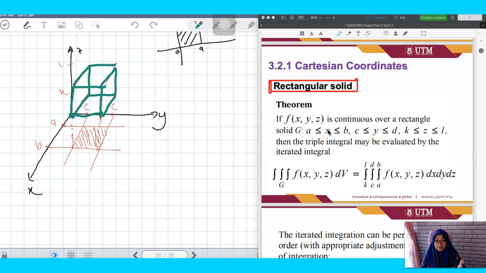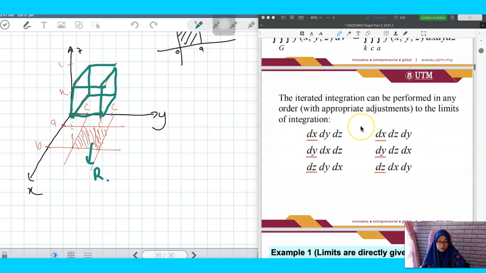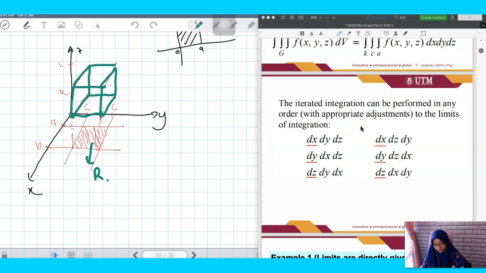So we have a rectangular solid, which means that when all your limits for x, y, z are constant, we have a rectangular solid. Not a rectangular region. A rectangular region is for 2D, just this one, which is a rectangle. But when you do the projection here, you have a rectangular solid.